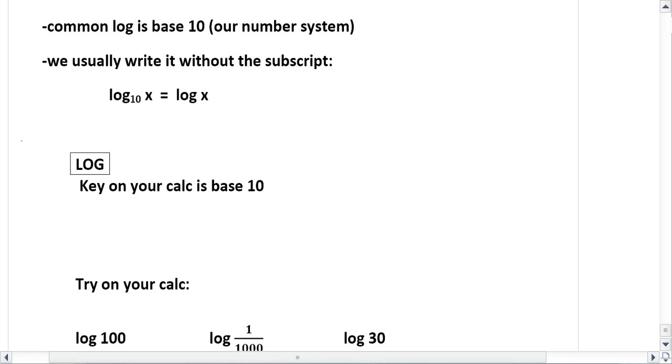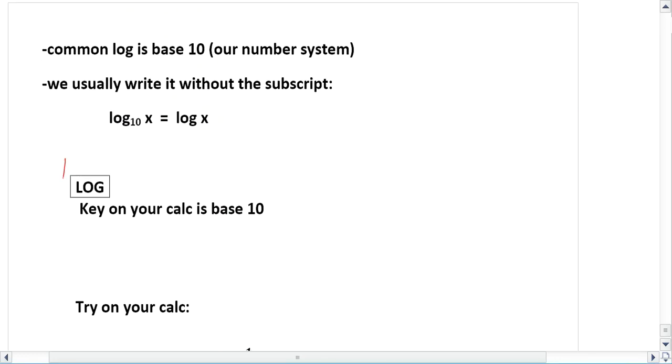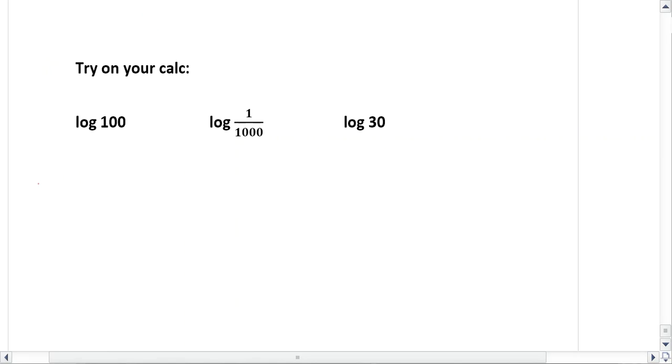All right, now let's talk more about that key on your calculator that just has the word log on it. This is called a common log, and like I said, it is base 10, but we don't write that. When you see log of x written plain, we understand that it is base 10, which is our number system. So just remember, when you see a log written without a base, we all know that the base is 10. And those are very easily done on your calculator, or you can use logarithm tables to look them up.